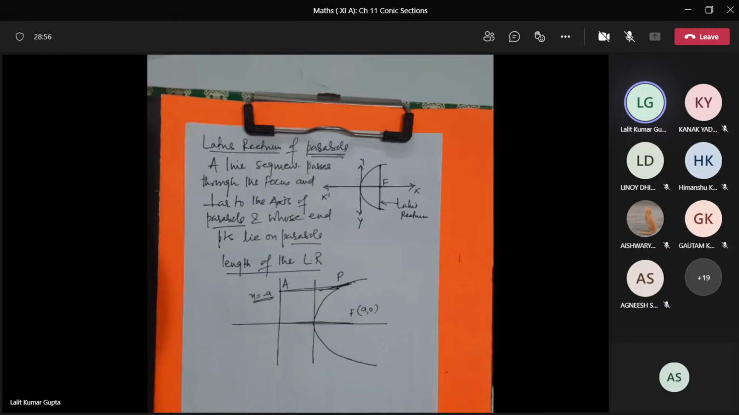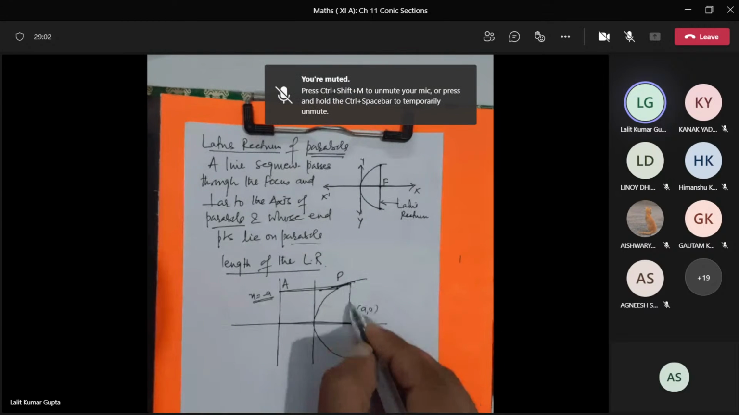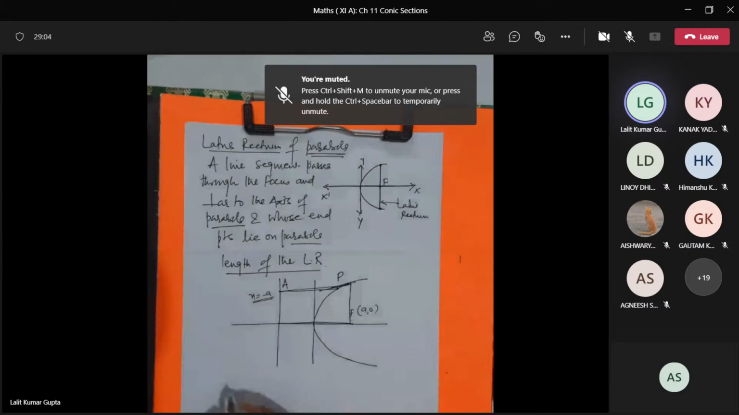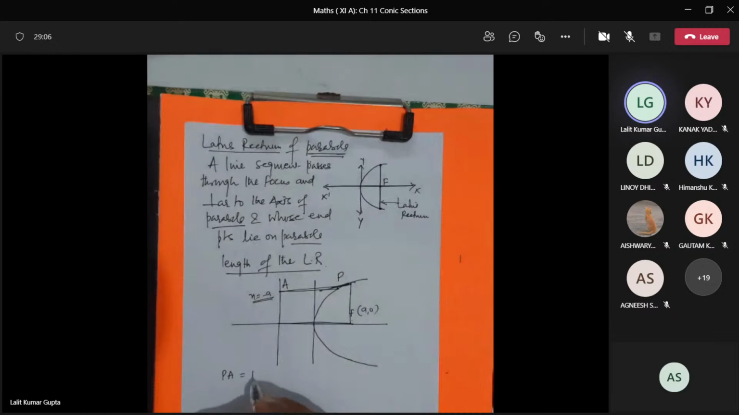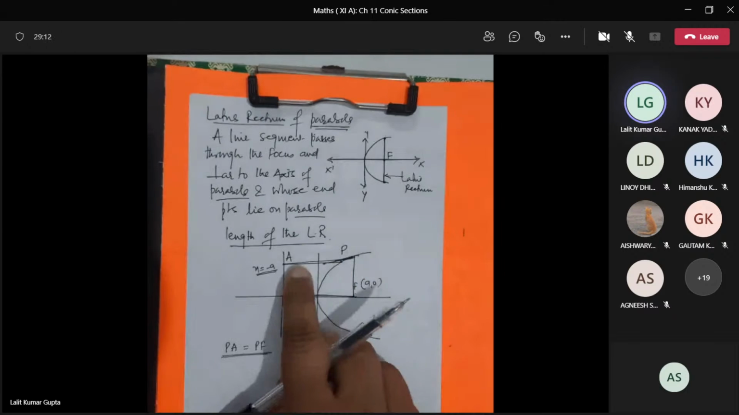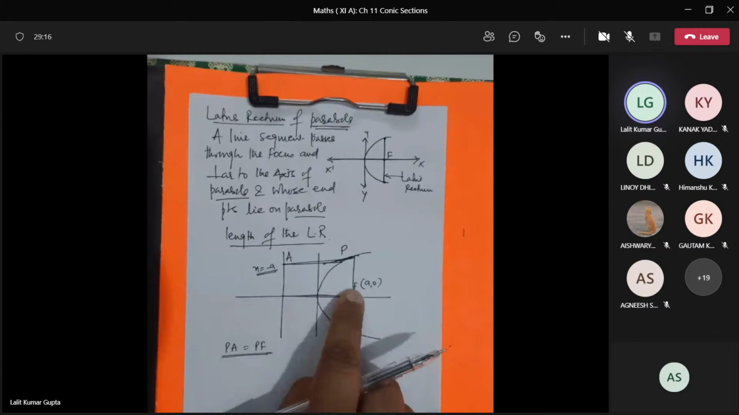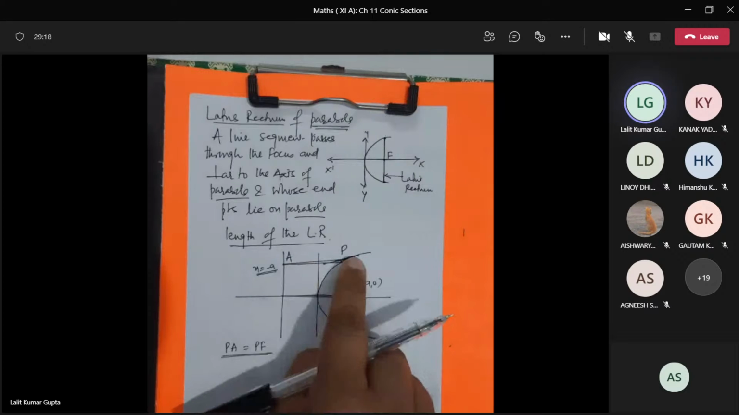What is this AF? Okay, okay, fine. They have called it PF, and this is PA. So PA is equal to PF. This is by the definition of the parabola, beta: the distance from a fixed line and a fixed point is equal. So PA is equal to PF.